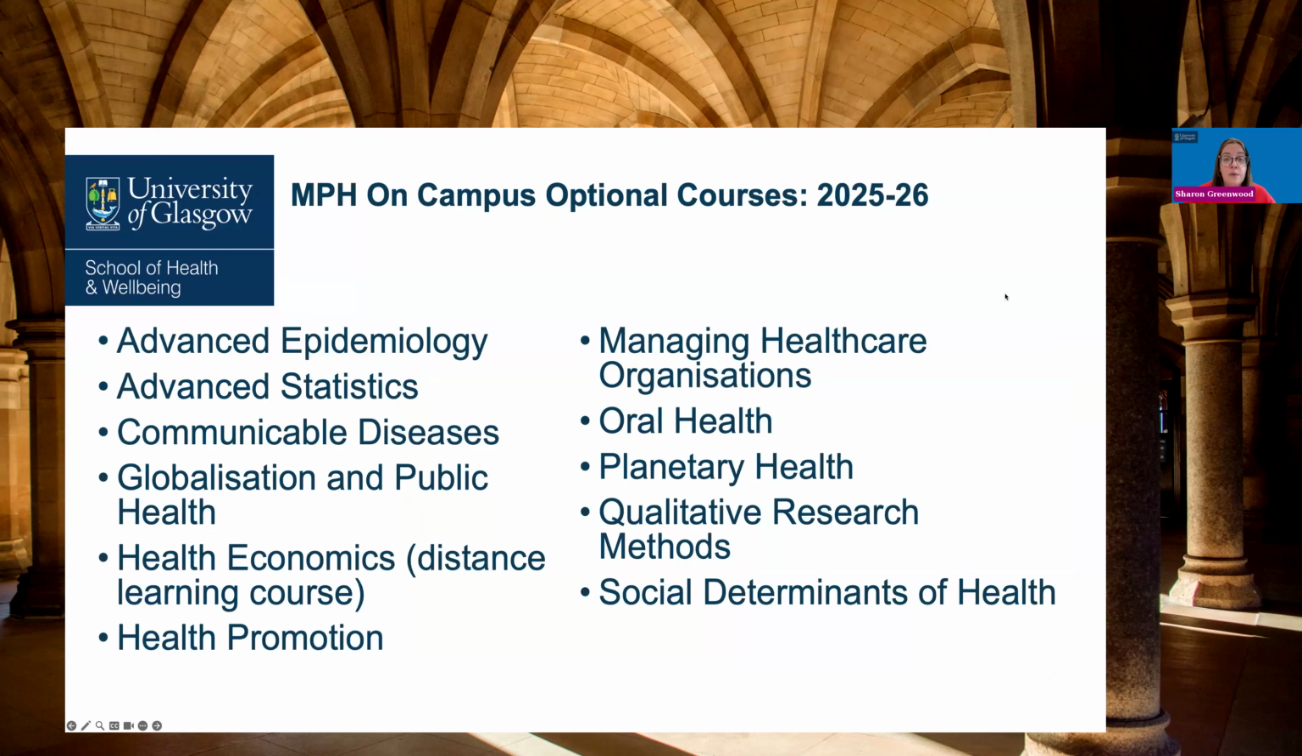And similar to the points that Julie had flagged up, we do have a wide variety of optional courses. Some of the ones that you perhaps didn't see on Julie's slide were things like advanced epidemiology, advanced statistics, communicable diseases, managing healthcare organisations, oral health, and social determinants of health. They're all really, really popular courses. And yeah, that's pretty much the degree structure for me. So I'll stop sharing just now, and then I'll pass it back over to Naomi.